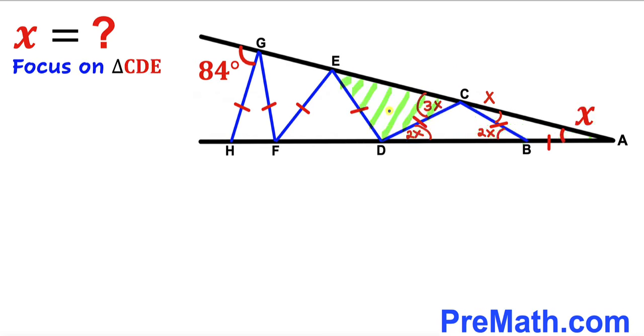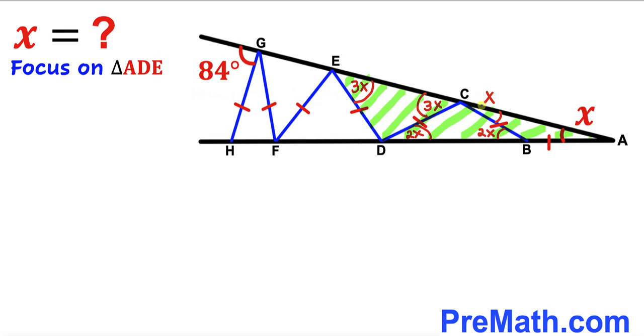Now let's focus on this triangle CDE. We can see that this is an isosceles triangle, since this side length equals this side length. So we conclude that this angle has got to be congruent to this angle. If this angle is 3x, then this angle has got to be 3x as well.